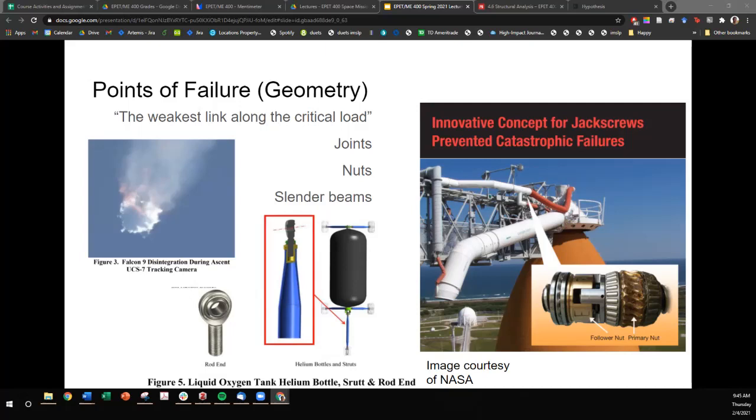Then we'll look at a little case study where at NASA Kennedy, they have come up with this innovative jack screw that prevents the failure. It's like a secondary precautionary measure to prevent failures. So a little bit about that.